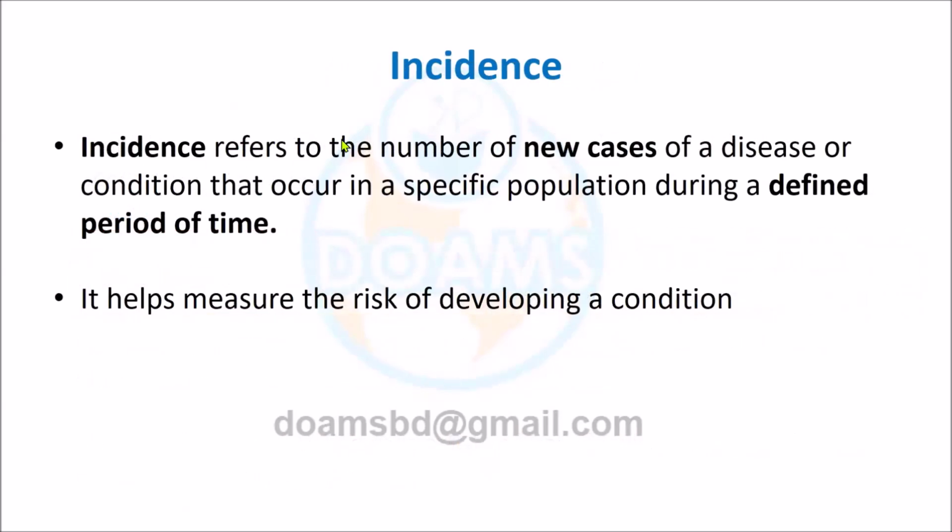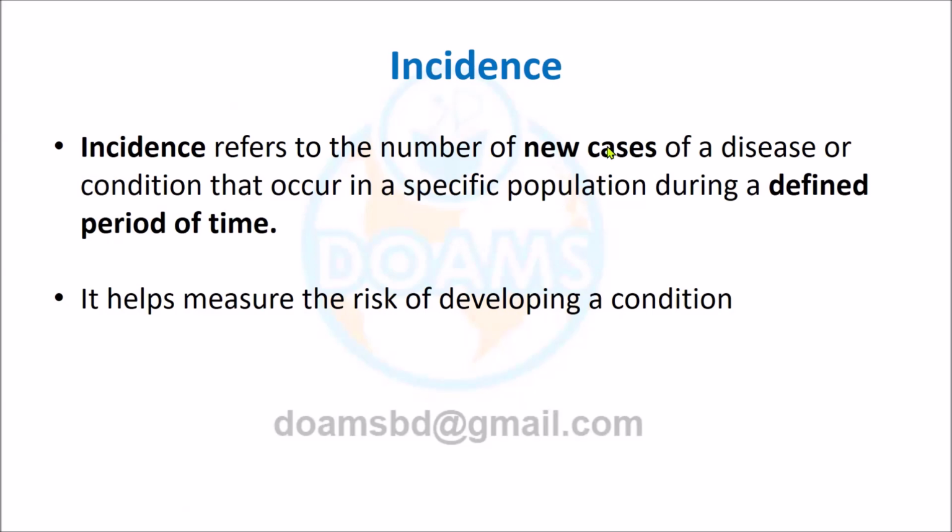So the incidence refers to the number of new cases of a disease or condition that occur in a specific population during a defined period of time. It will not be actually single, because to detect the disease, only 1 minute is not enough. So for the 1 minute, we can say the prevalence, but for 1 minute, we cannot say incidence. Incidence needs time. For this reason, incidence is described over a period of time, not a specific point of time.